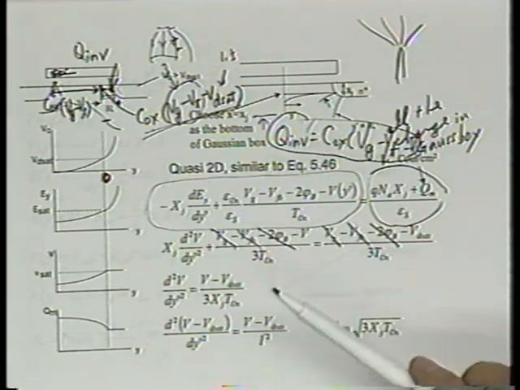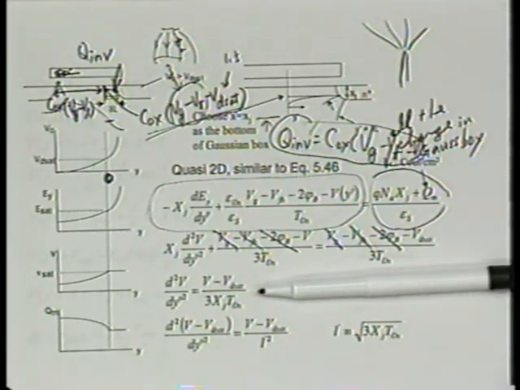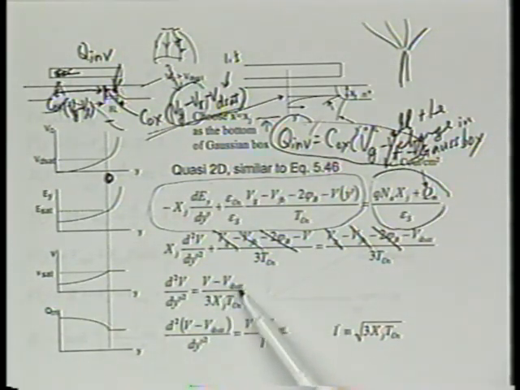All right. Let's now concentrate on this. Take a look and appreciate how simple it is, right? Because beyond this, I'm going to give you the solution now. There's no more derivation. We're coming to the end of the derivation now, right? Okay. So d squared V over dy prime squared equals V minus Vd set over 3 xj Tox.